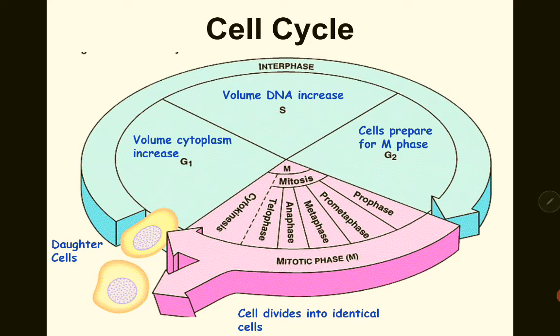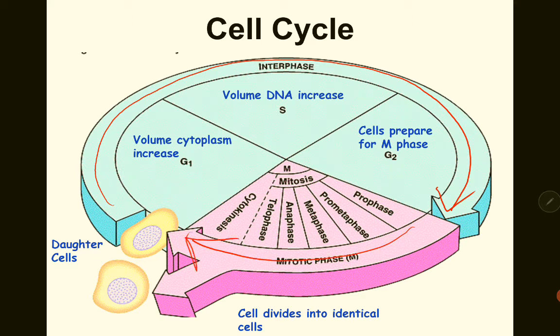So this is the cell cycle in the form of a diagram, where we can see the interphase. It takes up almost most of the cell cycle; it has the largest share. The interphase is the longest phase in the cell cycle. The mitotic phase is the short phase in the cell cycle.